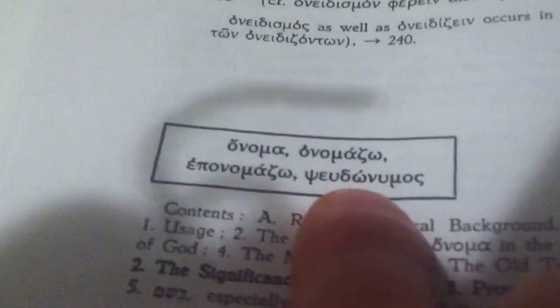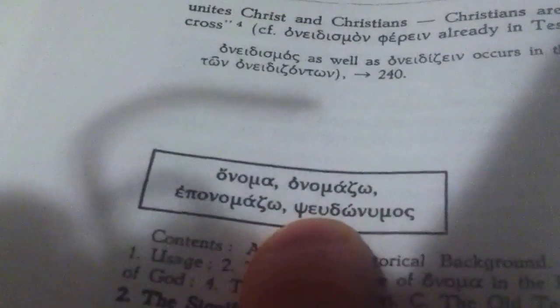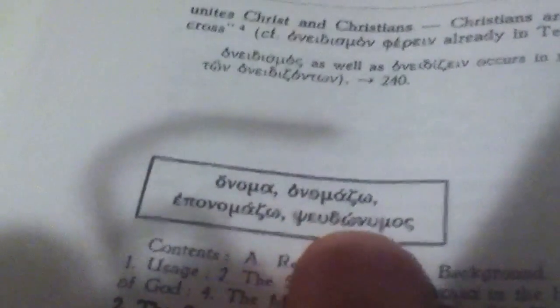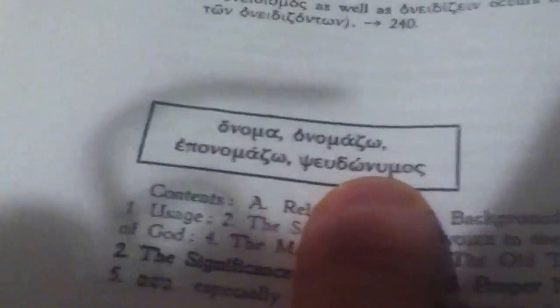And it groups the words together for you that are related. So it says onoma, onomadzo, eponomadzo, and pseudo-pneumos. I wonder if that means a false name, pseudo, because that's where we get our English word pseudo, like a pseudonym. So, yeah, usually the U's are Y, so that probably means pseudonym. Let's look that up real quick.